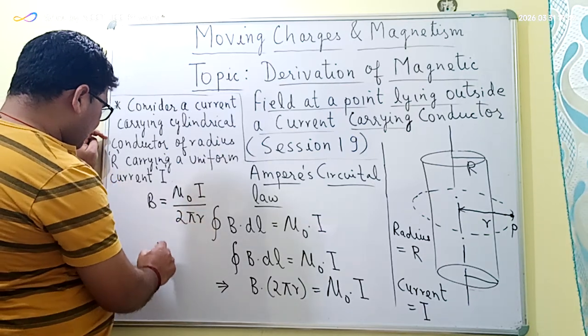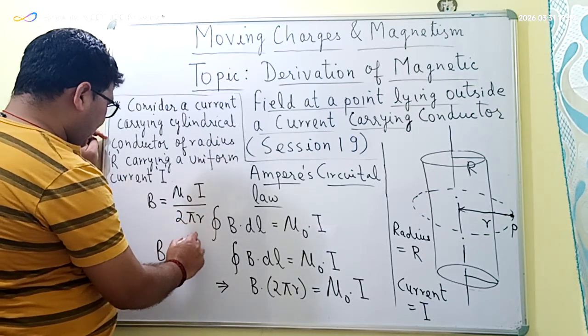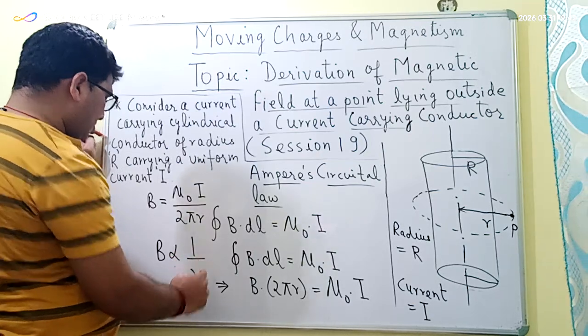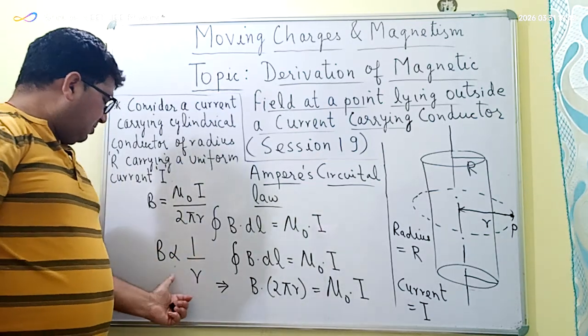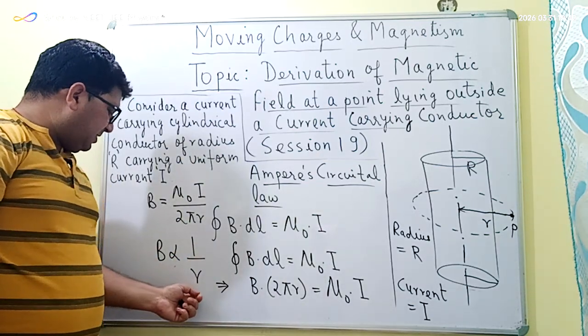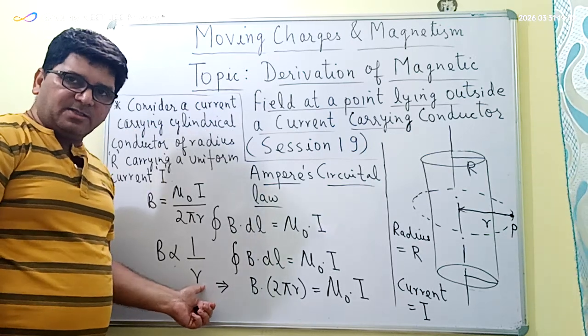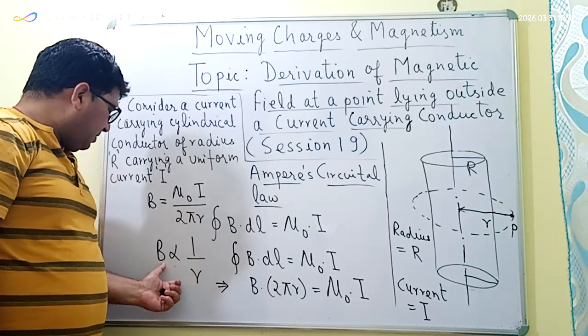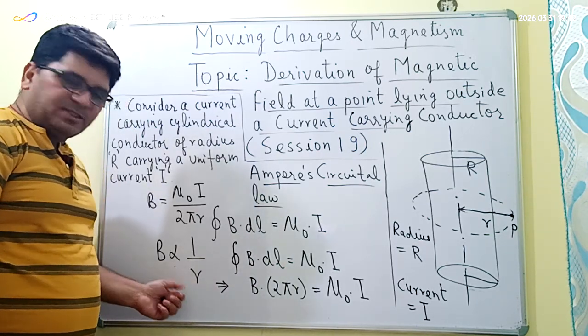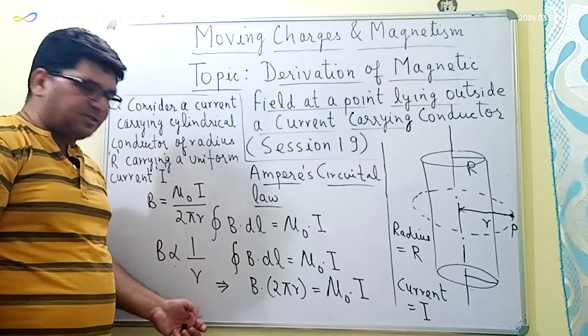So from here we can see that the magnetic field is inversely proportional to r. That is, the magnetic field will decrease if the value of r increases, or the magnetic field will increase if the value of r decreases.